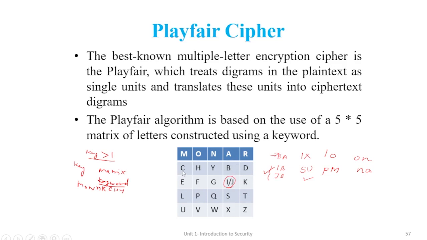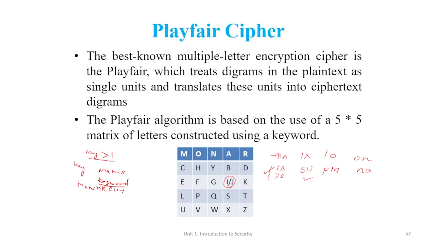C is already in the keyword, so we fill in D. Then E is not available in the keyword, so we fill E. Then consecutively F, G, and I and J are mixed here. And then K, L, M is already available. M, N, O are already available, so we fill the remaining letters like this. This is the first step of the Playfair cipher algorithm.